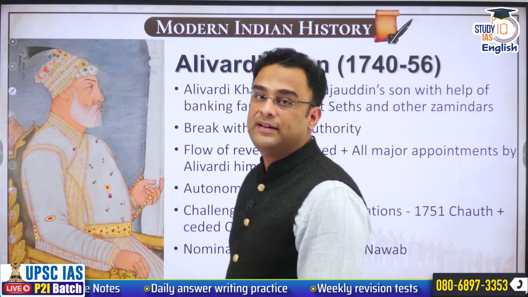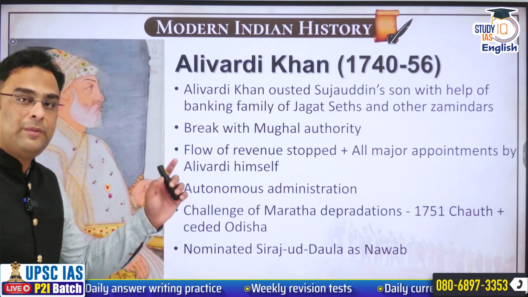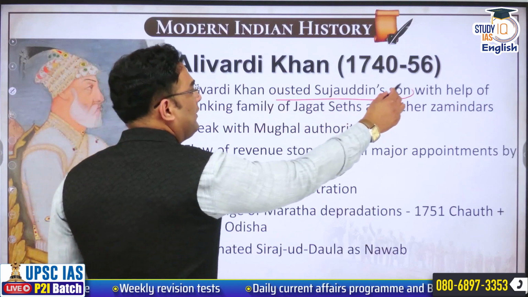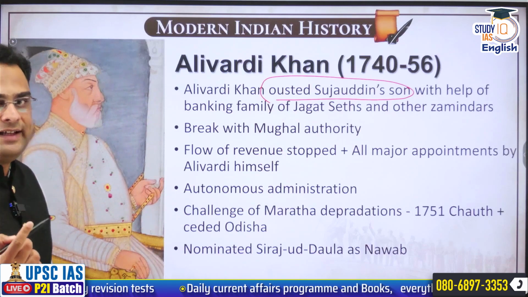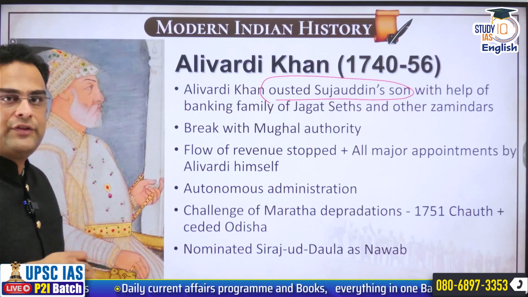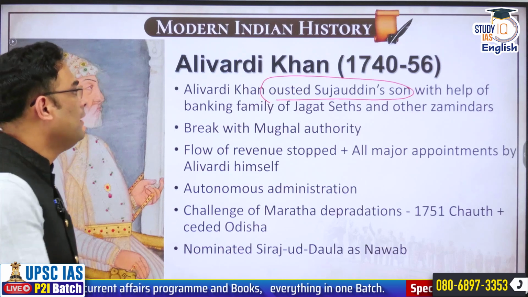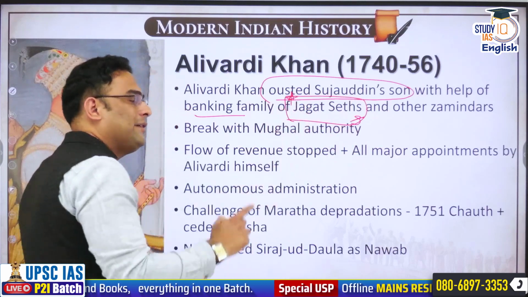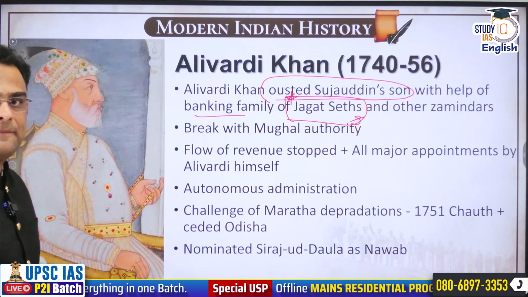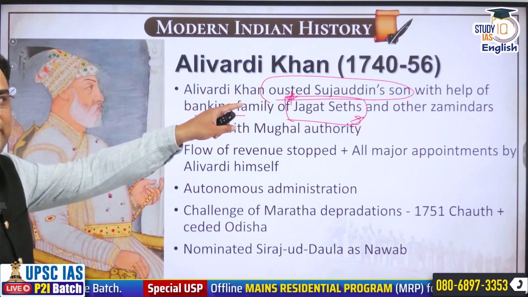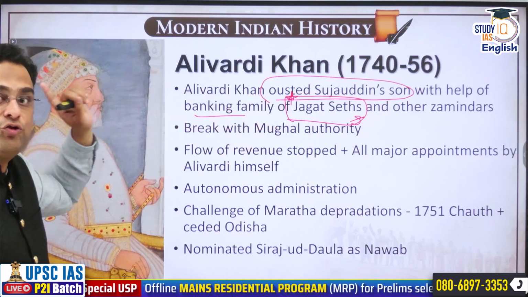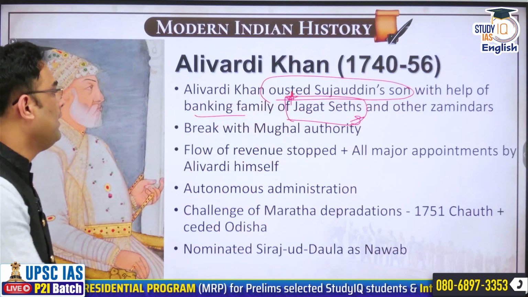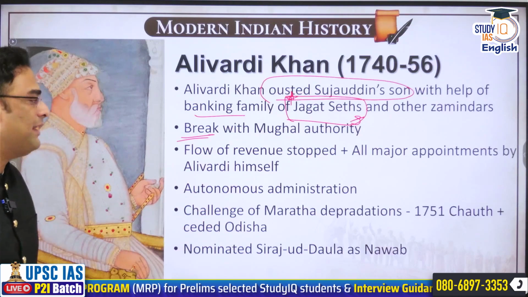Shujauddin Muhammad Khan is succeeded by the next Nawab of Bengal, the famous Ali Vardi Khan. Ali Vardi Khan ousted Shujauddin Khan's son. See, all of that same type of politics which we are seeing in Delhi is also there in Bengal as well. The strong arm will be able to rule. This he was able to do with the help of the banking family of Jagat Seths. That same family, which was so powerful economically speaking, is obviously politically also very, very intrusive. Jagat Seths and other zamindars who had brought Shujauddin to power now help Ali Vardi Khan to come to power instead of Shujauddin's son.